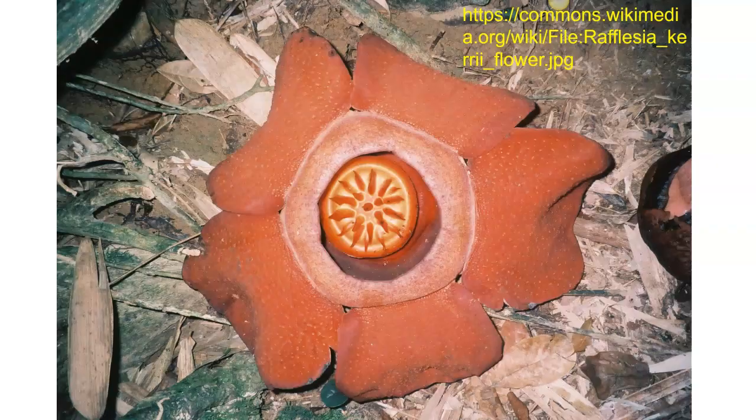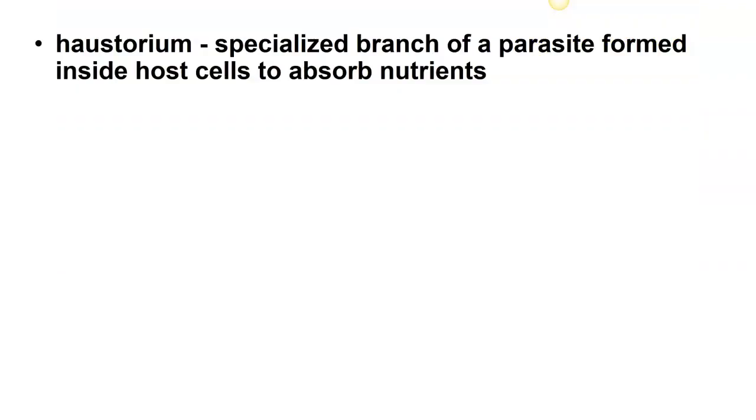Some of the terms we have to understand in here. Haustorium. A haustorium is a specialized branch of a parasite formed inside a host cell to absorb nutrients. When we look at a haustorium, we talked about them with fungi. With the fungi, it basically got onto the inside, and as it got onto the inside, it created an exchange area where it was in contact with the membrane so you could absorb nutrients. With parasitic seed plants, the haustorium actually goes into the wood of the plant or into the tissue of the plant. We get contact in there that actually allows for the absorption of nutrients.